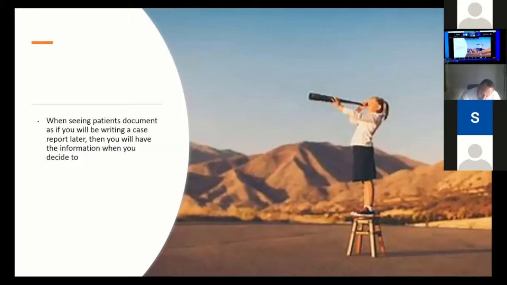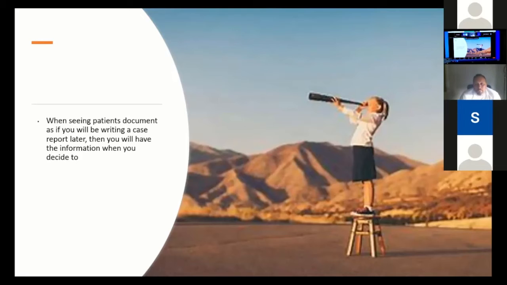So I think one of the first things we can talk about is just laying the baseline for starting into this case-based scientific inquiry is that you want to always document with the assumption that you're going to write a case report later. Just start every patient encounter, the first time you see a patient, gathering all the information and writing everything down. And not only does this help you when it comes time to write a case report, but it just makes your documentation more robust and more usable.